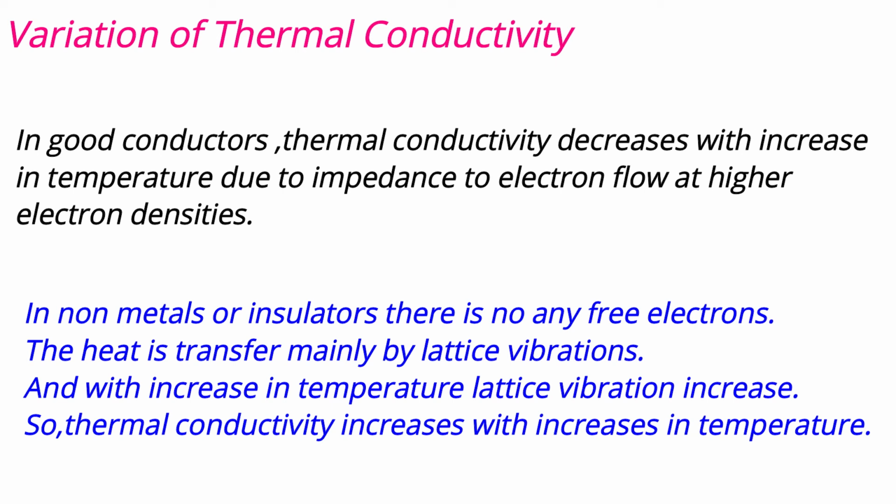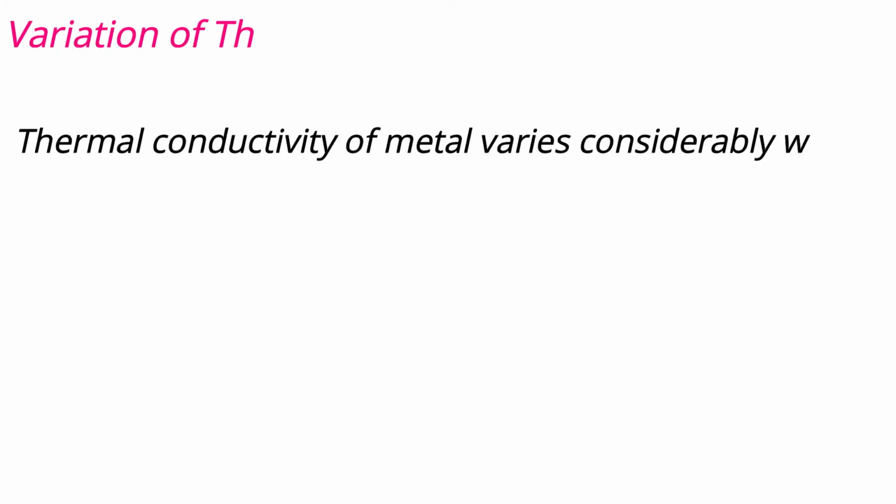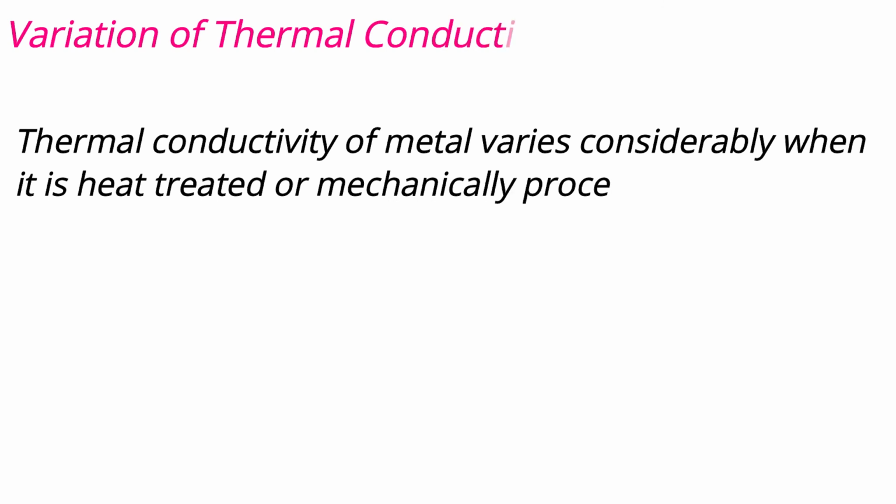Thermal conductivity depends essentially on material structure, moisture content, density of the material, and operating conditions like pressure and temperature. So let's discuss one by one. The thermal conductivity of a metal varies considerably when it is heat treated or mechanically processed or formed. So whenever we do any heat treatment process on a metal, or any mechanical operation, at that time also the thermal conductivity will change.